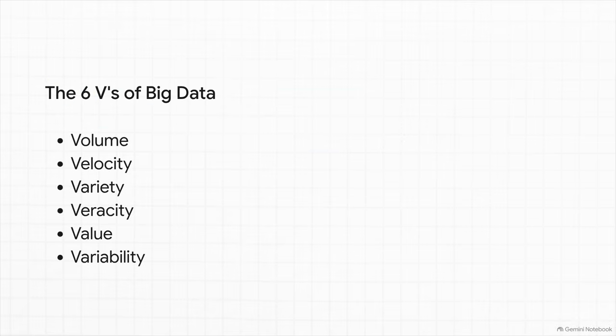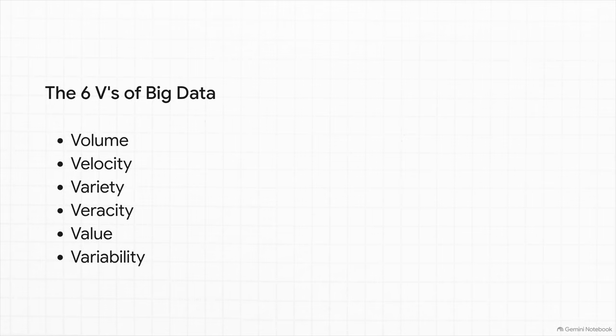And as your data scales up into big data, you have to rapidly navigate the 6 V's. These basically define the complexity of modern information flows. Volume is the sheer size. We're talking terabytes of data. Velocity is the insane speed at which it's generated. Variety covers the different formats, structured, unstructured, semi-structured.